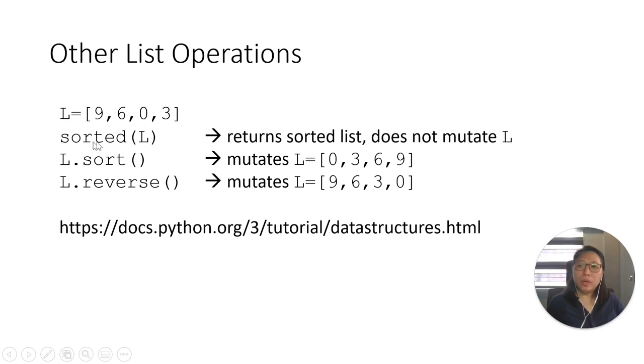You can do sorting. So the sorted function returns a sorted list and does not mutate L. If we compare it to the dot sort, dot sort mutates L, and reverse mutates L and gives L the reverse of the elements in L. I'm sorry, that should be elements.